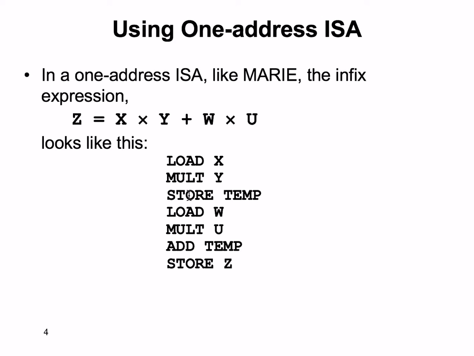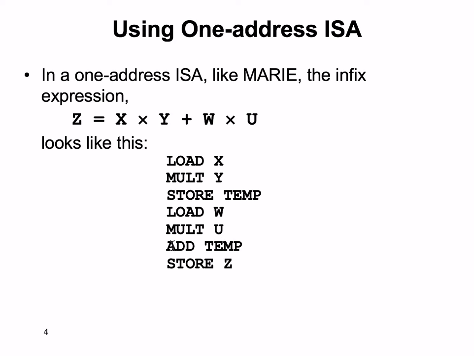Then we do store temp. It means we store the value in the accumulator to the variable temp. Then we perform load w. It means we load the value of the variable w to the AC. So now we are overwriting the value in the AC, and the AC stores the value of w. Then we perform multiply u, so we take the value of u, multiply with the value in the AC, and store the value back into the AC.